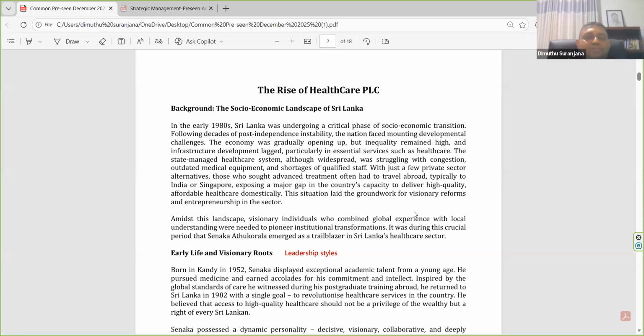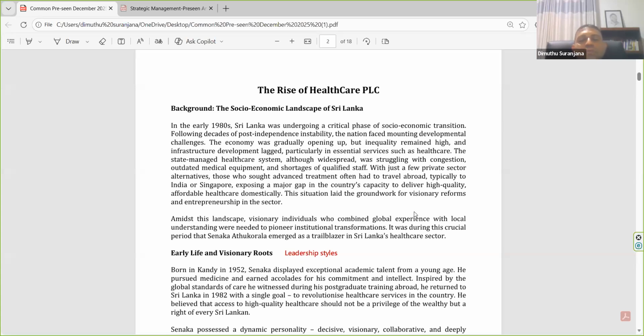Outdated medical equipment. The medical equipment used was not up to standard. Outdated medical equipment and shortages of qualified staff. There was an issue of qualified staff also, with just a few private sector alternatives. Those who sought advanced treatment often had to travel abroad to get better facilities, typically to India or Singapore, probably like Apollo in India. So this is an example exposing a major gap in the country's capacity to deliver high-quality, affordable healthcare domestically. So there was an opportunity also.